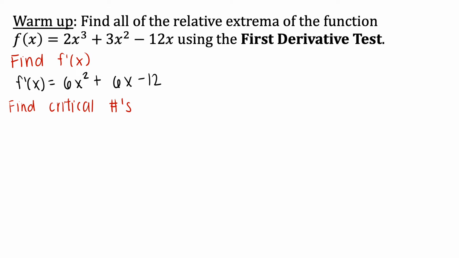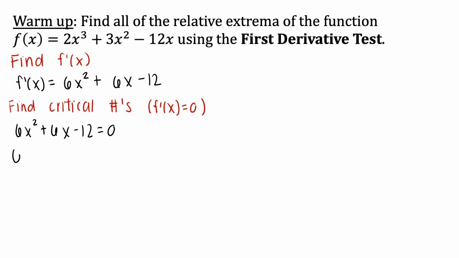which, remember, happen anywhere that your derivative is equal to 0 or at any of those problem areas like a vertical asymptote, a vertical tangent, or a cusp. Because we don't have a denominator here, we can pretty much just focus on setting our derivative, f prime of x, equal to 0. So we have 6x squared plus 6x minus 12 equals 0.